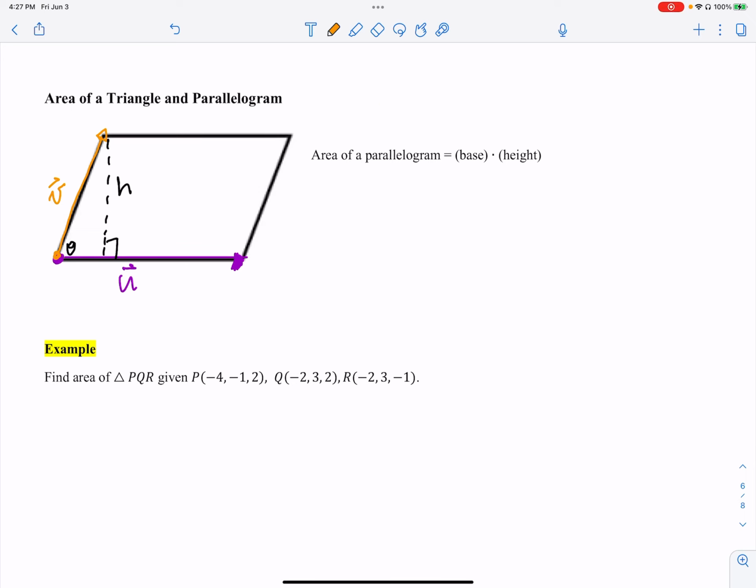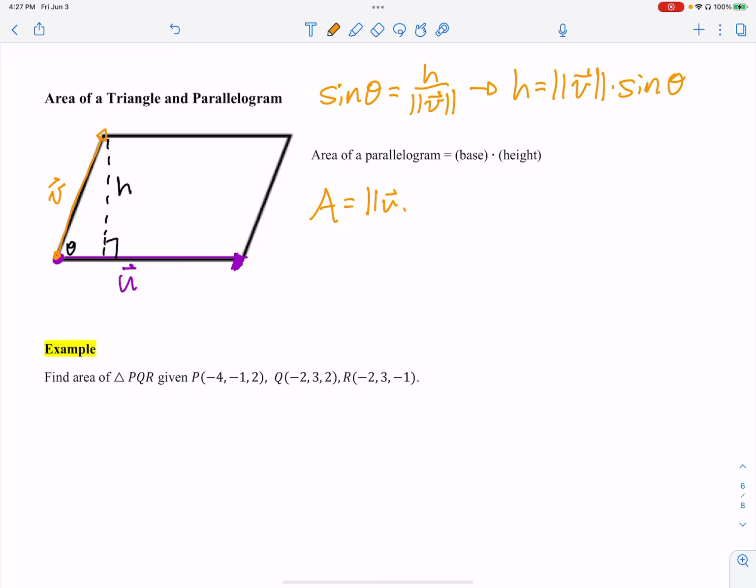So let's start with using trig. I have the opposite over hypotenuse, so that is sine of theta equals h over the magnitude of v. That tells me that h is equal to the magnitude of v times sine of theta. Okay, so the area here for a parallelogram is going to be base, the magnitude of u, times the height, which is the magnitude of v times sine of theta, all right? This should ring some bells in your head. This is actually the cross product. It was the definition from the last video in the sequence. So I can find the area of a parallelogram by just finding the cross product and taking the magnitude.